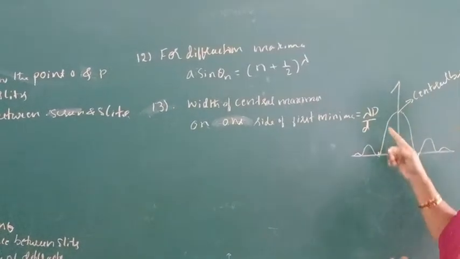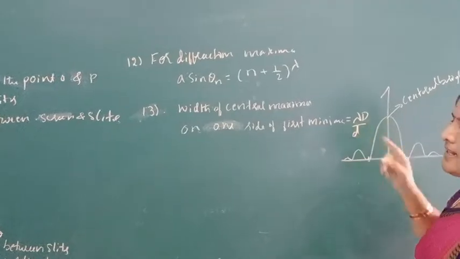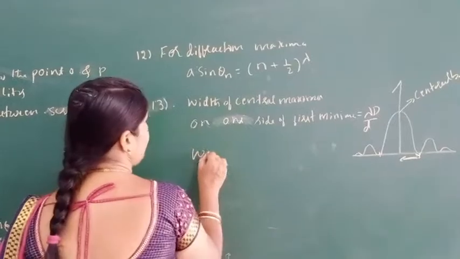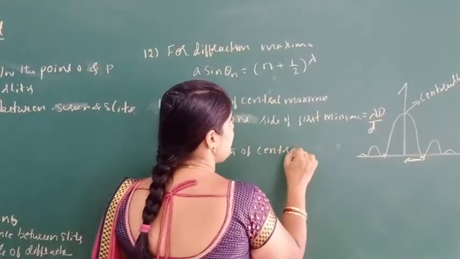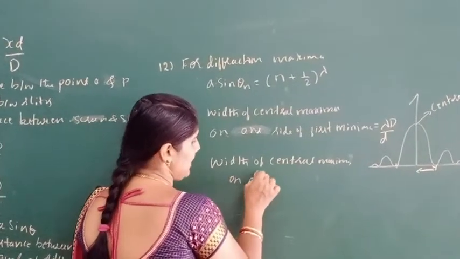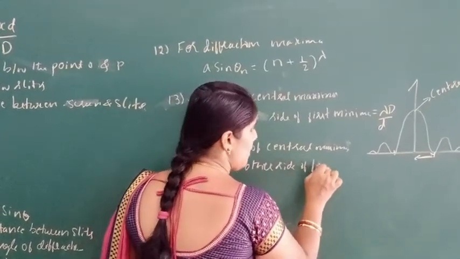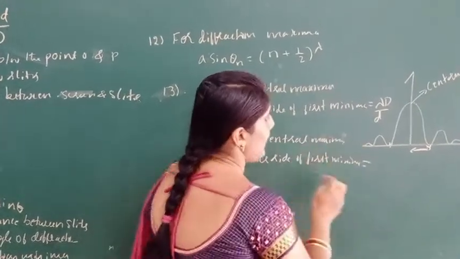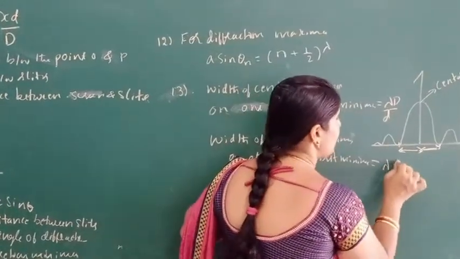Okay. So lambda is the wavelength, D is the distance between source and screen and slit, and small d is the distance between two slits. Next, width of central maxima on this side. This distance is also the same. That is lambda D by d.